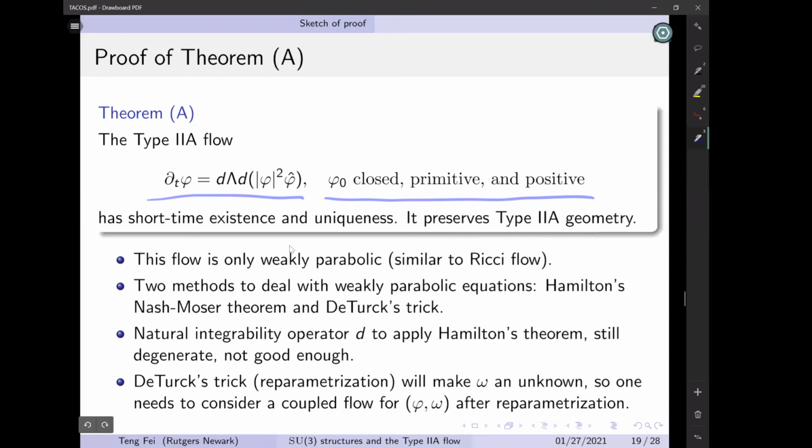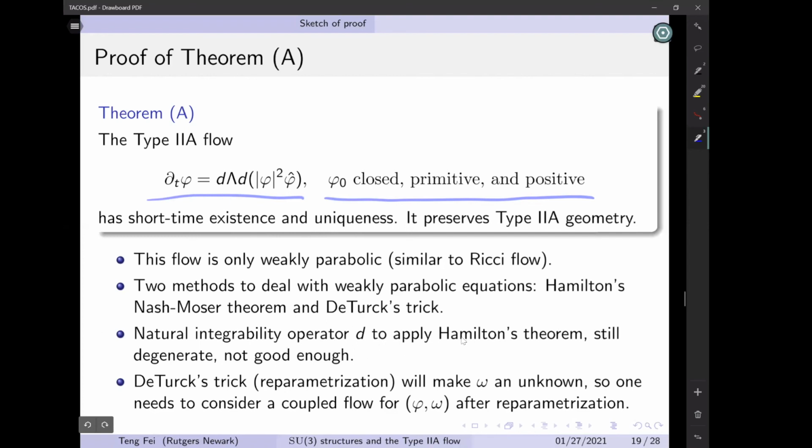So in our case, the first natural thing to do is we should just try these methods. Okay. If we want to apply Hamilton's theorem, then we need an integrability operator. It's a first order operator that kills, or more or less kills, the right hand side. And indeed, there's a natural one to use because the right hand side here is exact. If we apply d to it, it's 0. So this is a natural integrability operator.